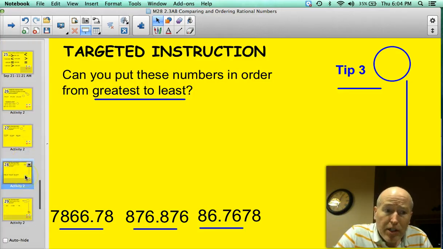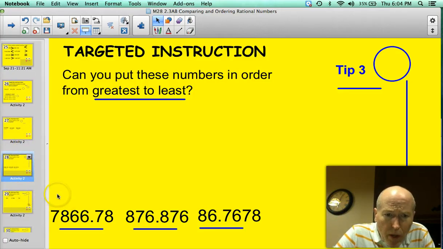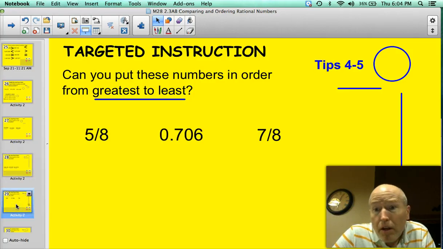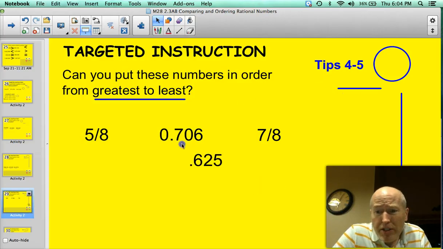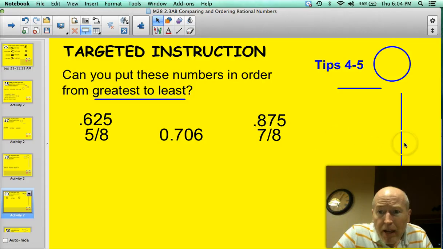I think that's especially helpful when you have to work with numbers that are fractions and decimals. So 5/8 here, my next tip is to go ahead and convert those fractions into decimals. Or if they're a percentage, go ahead and convert them. So I'm going to convert these. And I can use a line if I want.